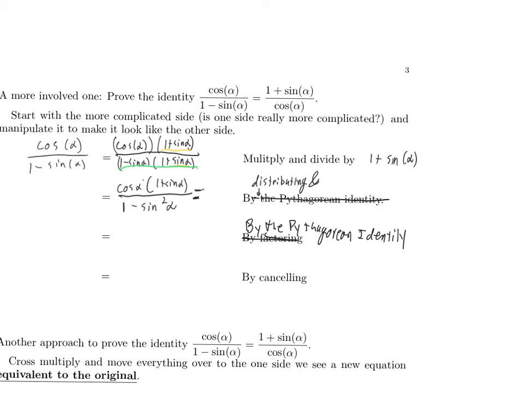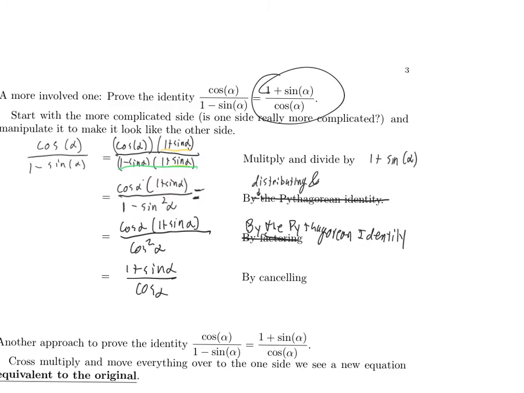We get, the bottom is now cosine squared alpha. In the top I see cosine alpha times 1 plus sine alpha. Oh, well, check it out. In the numerator, I see multiplication by cosine alpha. In the denominator, I see multiplication by cosine of alpha. So they'll cancel, leaving me with 1 plus sine alpha divided by cosine alpha, which is exactly what I was aiming for. Okay, that's exactly that side. So that completes the proof.